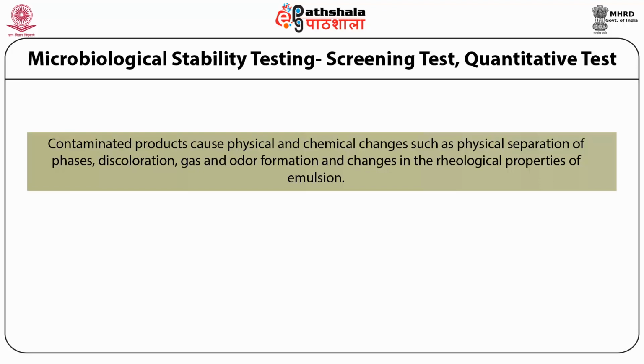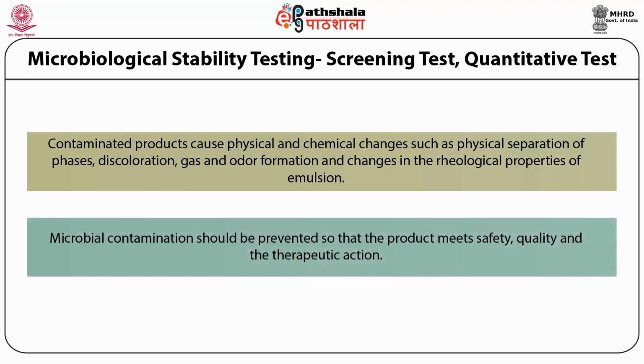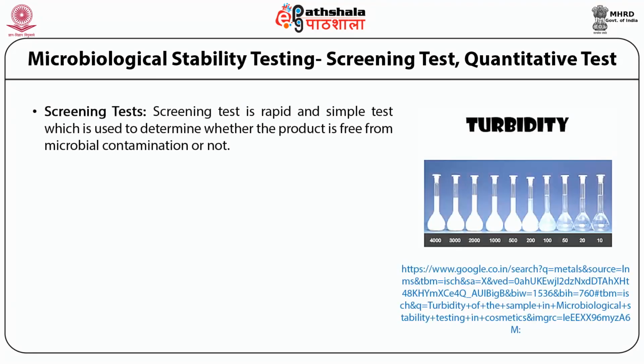There are two different ways by which creams can be contaminated by microbes. First is during the formulation procedure itself, and second by the consumer. Microbial contamination should be prevented so that the product meets safety, quality, and therapeutic action. The screening test is a rapid and simple test used to determine whether the product is free from microbial contamination or not. Dip slides or plate counts give qualitative results.